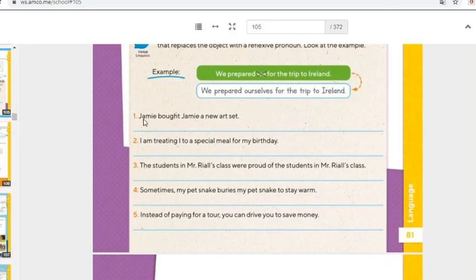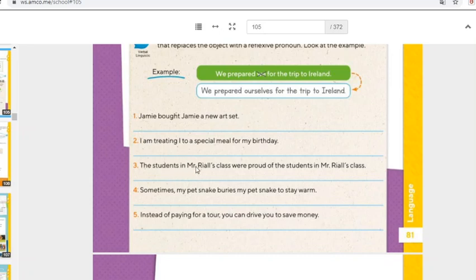What will be number one? Jamie bought Jamie a new art set. Jamie. No, Jamie bought himself a new art set. Because Jamie, well, it could be girl or boy. Whatever you put, right? Jamie bought himself or Jamie bought herself a new art set. Here, pay attention. I am treating I to a special meal for my birthday. No, this is not correct.